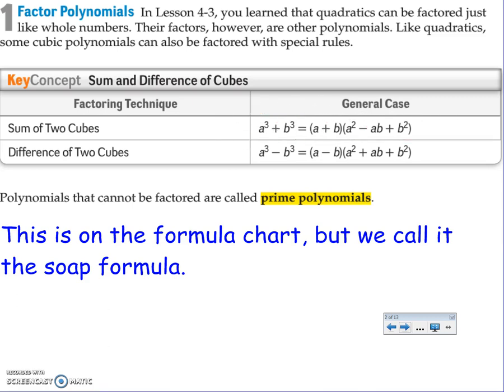For difference of two cubes, again, if you have something cubed minus something else cubed, it turns into that. And then if they can't be factored, they call them prime. Now this is on the formula chart, but we call it the SOAP formula.